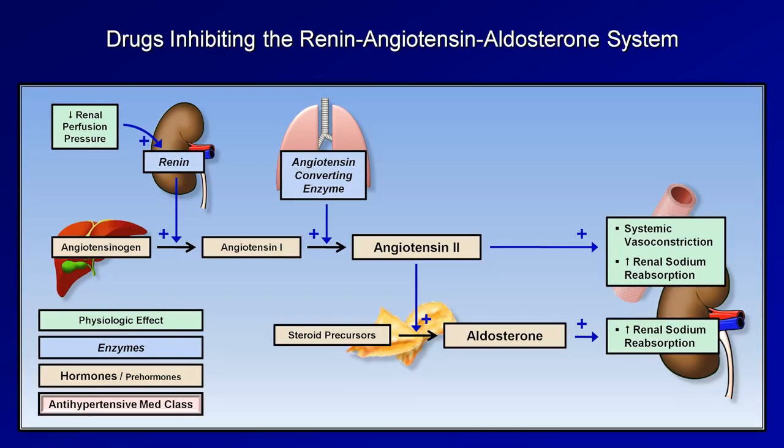This displays how a series of prohormones are converted through a series of steps catalyzed by the enzymes renin and angiotensin converting enzyme, the net consequence of which is the production of the active hormones angiotensin II and aldosterone, which collectively work to cause systemic vasoconstriction and increased reabsorption of sodium in the renal tubules. There are 5 distinct classes of antihypertensive medications which interfere with one of the steps shown here.